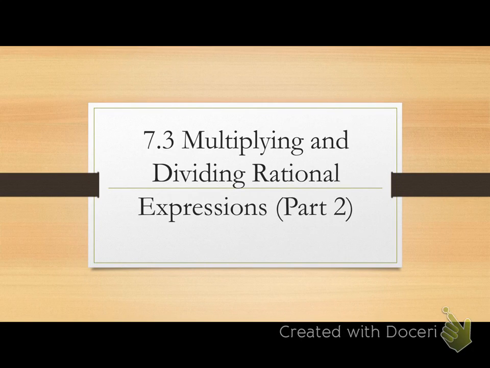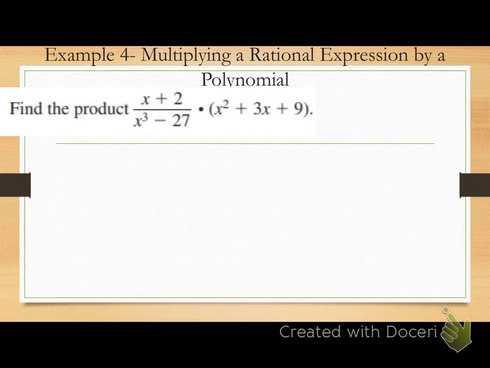Part 2 of 7.3, multiplying and dividing rational expressions. So what did we mainly just talk about yesterday? Multiplying. No, not dividing. Yesterday we just did multiplying, right? Did we do any dividing yesterday? No. Then what was simplifying? Oh yeah, simplified. I'm sorry. Yeah, we simplified and multiplied. Today we're going to talk about dividing, but we have one more multiplication problem.